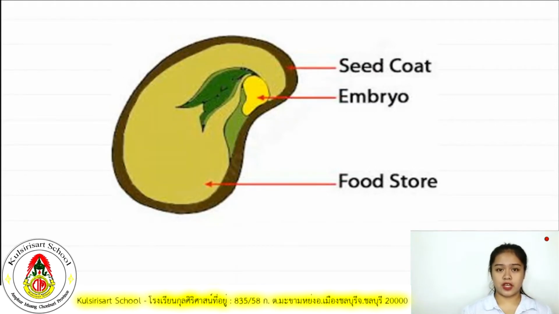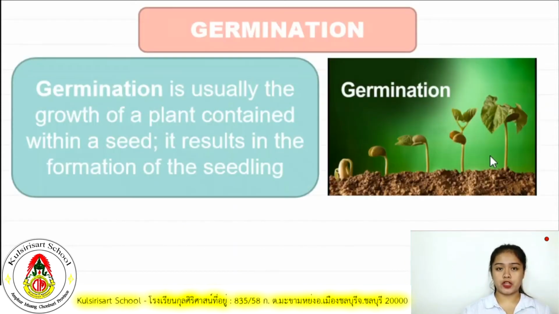Again, the first stage of a flowering plant is the seed. Very good. Now, let's talk about germination. Before a plant becomes a seedling, it first undergoes the process of germination. Everybody say germination. Germination is the growth of a plant contained within a seed. It results in the formation of the seedling.